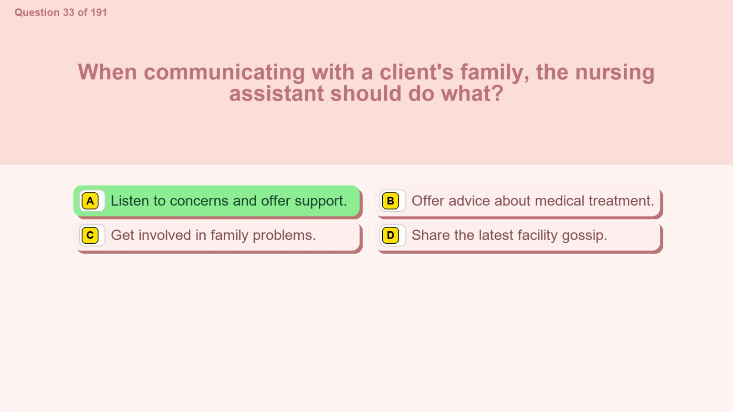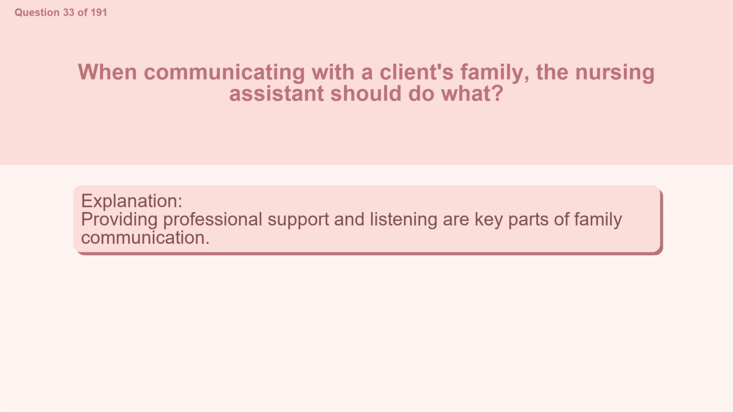The correct answer is option A. Listen to concerns and offer support. Providing professional support and listening are key parts of family communication.